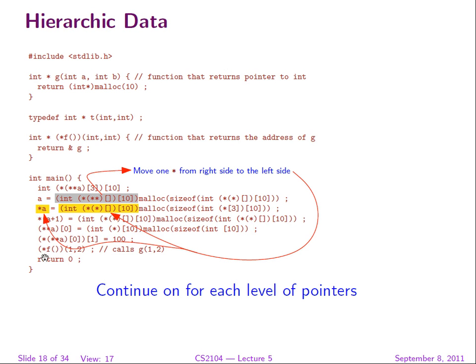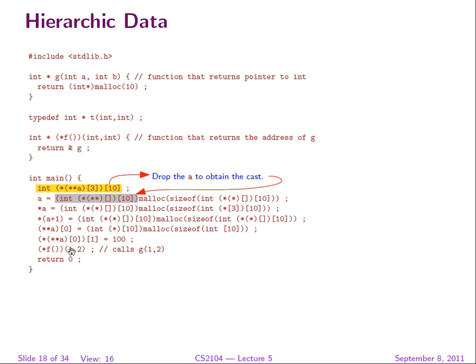How about F? Right, how do we call F? We want to call G via F. So we call F, and then that returns a pointer, so we dereference the pointer, and we get the array, the address of a function, which we then call. All right? So this works exactly in the same way, right?